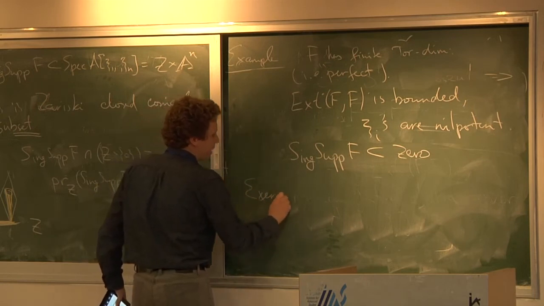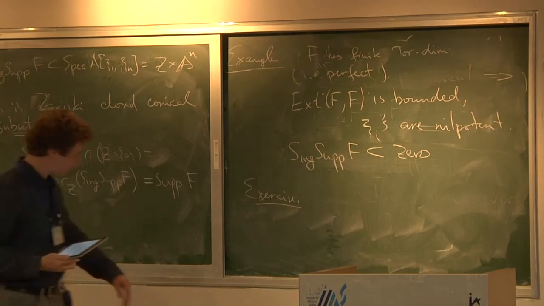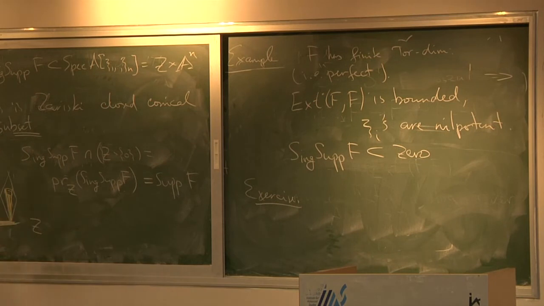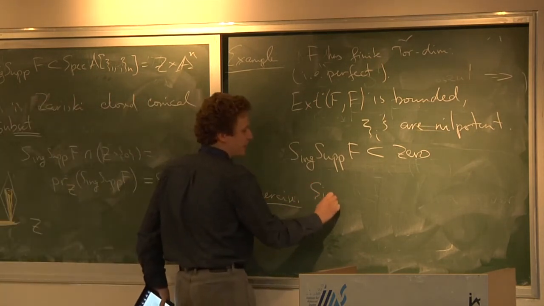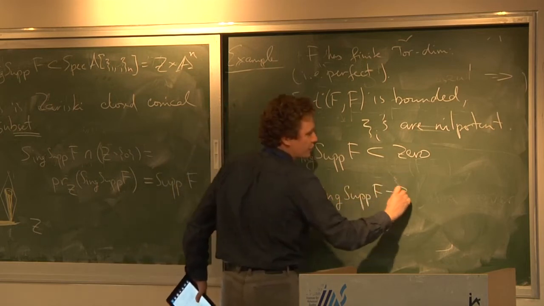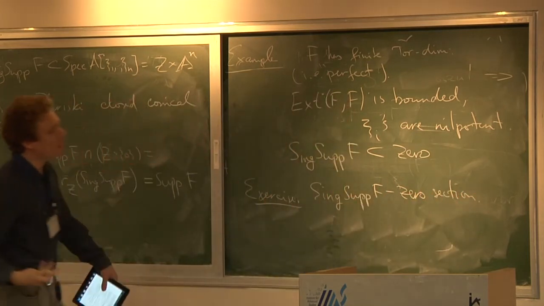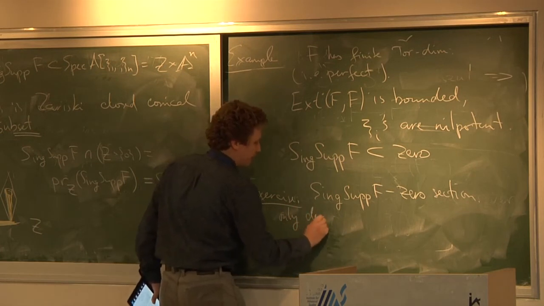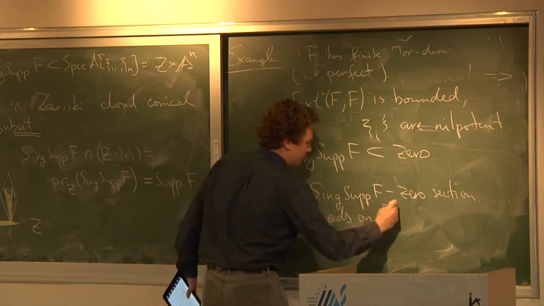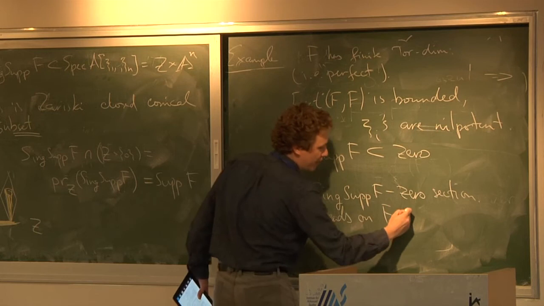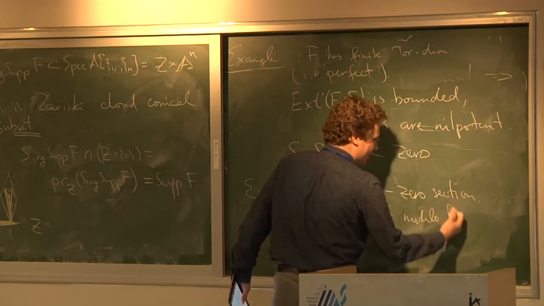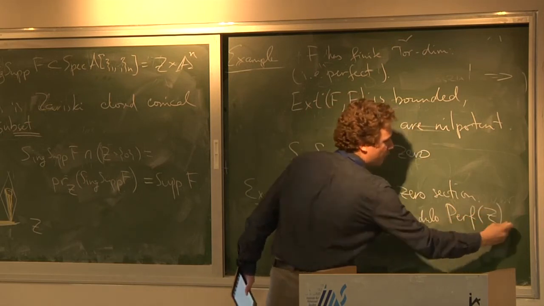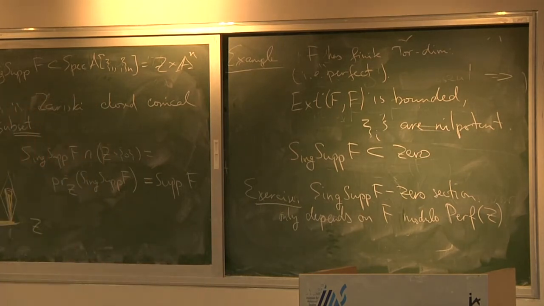Maybe another exercise, which is somehow a repetition of this point that this is a measure of imperfection, is to check that if you remove the zero section, then this is not affected by any perfect addition or subtraction to F. So in other words, this only depends on F as an object of the category of singularities. For this exercise to make sense, it's important to know what the category of singularities is. But anyway, it only depends on F modulo perfect. So in other words, it only depends on the image of F in the quotient of the coherent category by the perfect category.